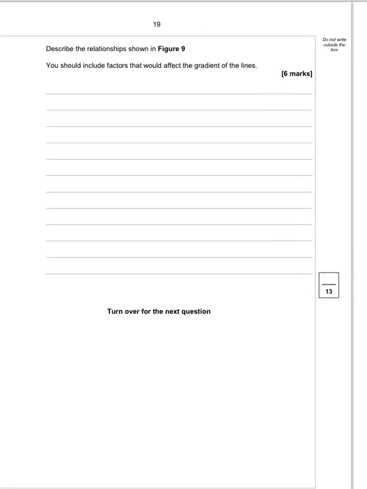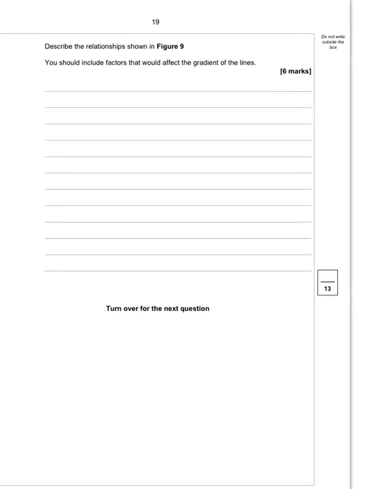Describe the relationship. You need to mention all 3 lines. Describe the relationship shown in figure 9. So first we're going to talk about thinking distance and the factors that affect thinking distance. If you're on drugs, on alcohol, if you're tired, if there are distractions, then you would expect your thinking distance to increase. And if the thinking distance increased because you were tired or on alcohol, etc., you would expect the gradient of that line to be steeper. Okay, so the faster you're going, the more the thinking distance is going to be affected.